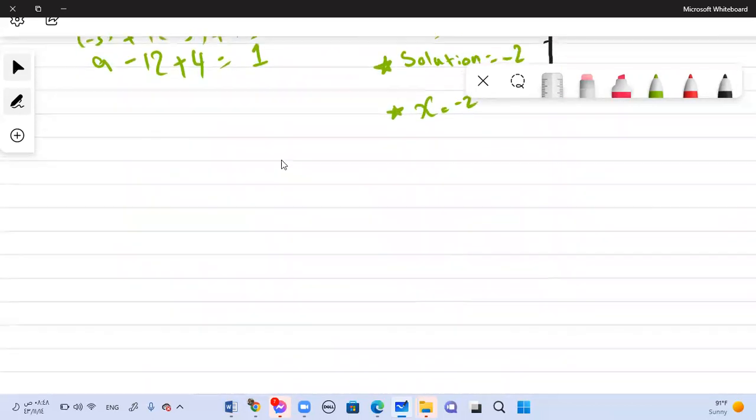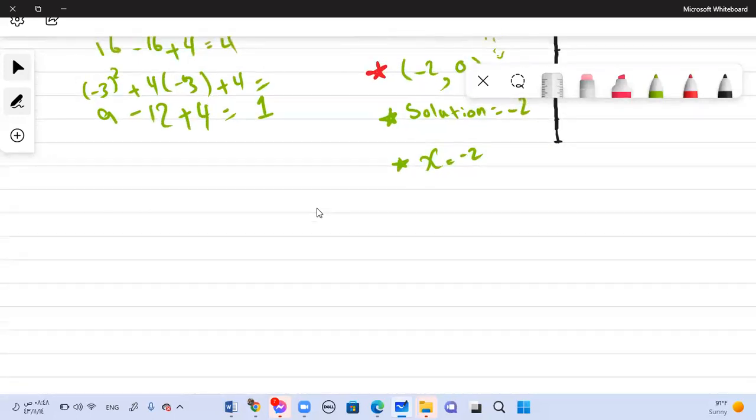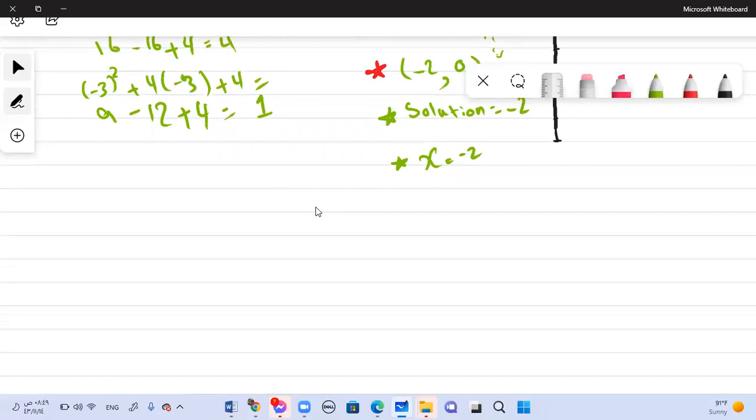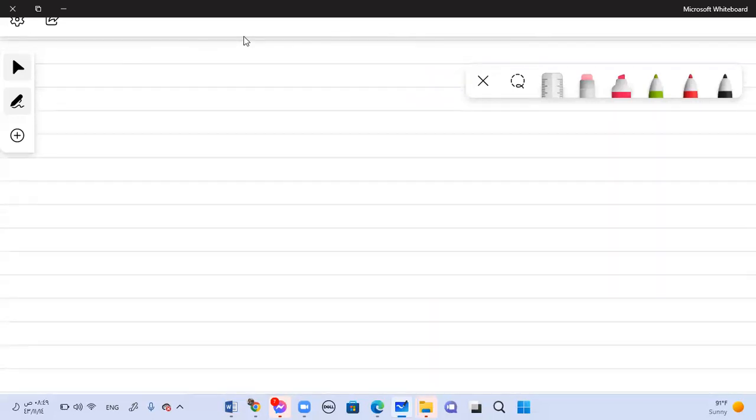For example, negative 2 and 0 is the vertex. The solution is negative 2. The axis of symmetry is x equals negative 2. Check your answer. This is a very important exercise.